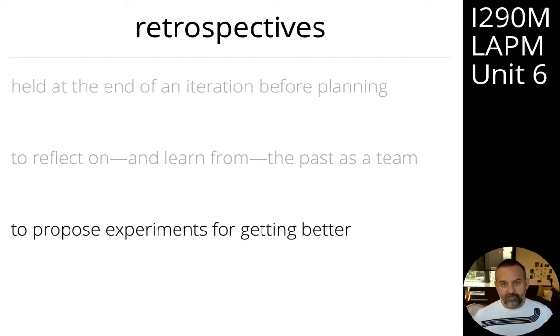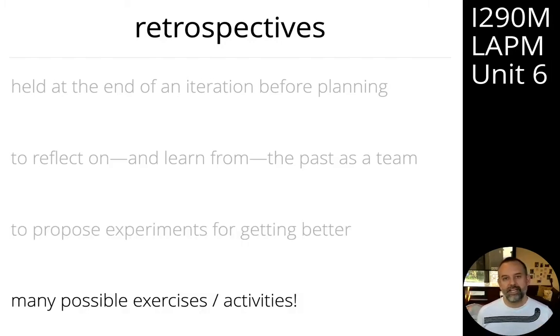In terms of improvement, it's useful to take a scientific approach, to think about a hypothesis about how we could get better as a team, and then design an experiment to test the hypothesis, and based on that to implement the idea or not. There are very many possible exercises you can conduct as part of a retrospective. There's lots of books on retrospectives. There's lots of blog posts on retrospectives.